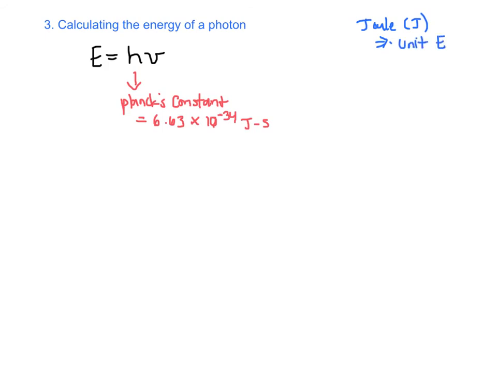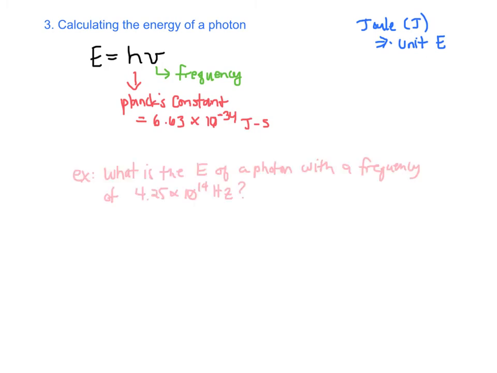All right, and then of course you have the little nu, which is the frequency. And as we just talked about, the frequency of a wave or of a particle of light is what gives it its energy, or part of what gives it its energy. So if you know the frequency, you can multiply it by Planck's constant and calculate the energy of a photon. So for example, I might ask a question like this. What is the energy of a photon with a frequency of 4.25 times 10 to the 14th hertz? So you would just plug that into this equation.